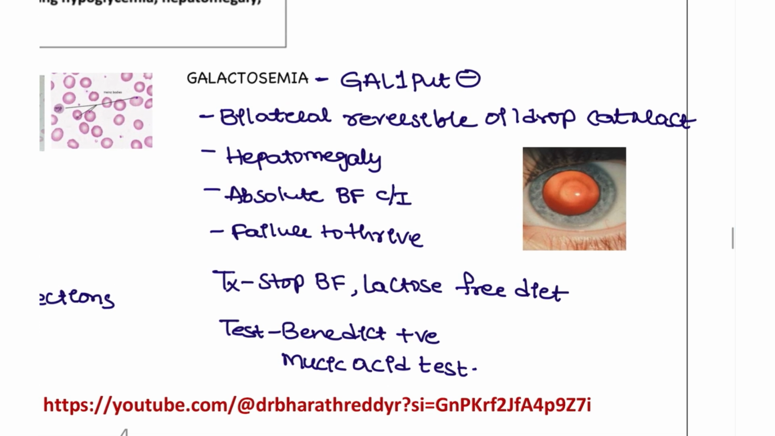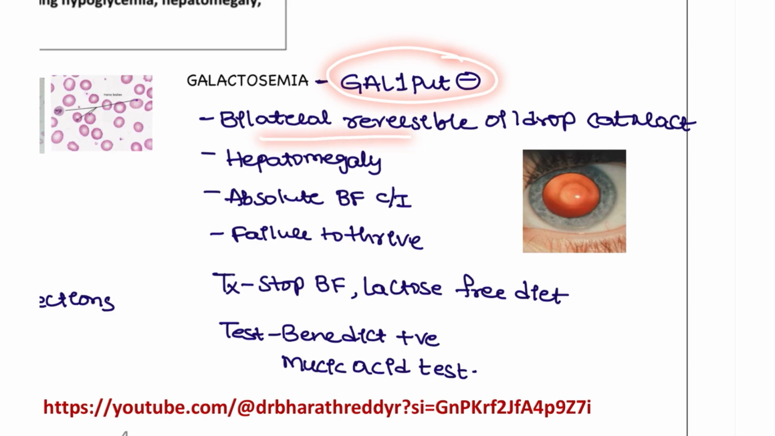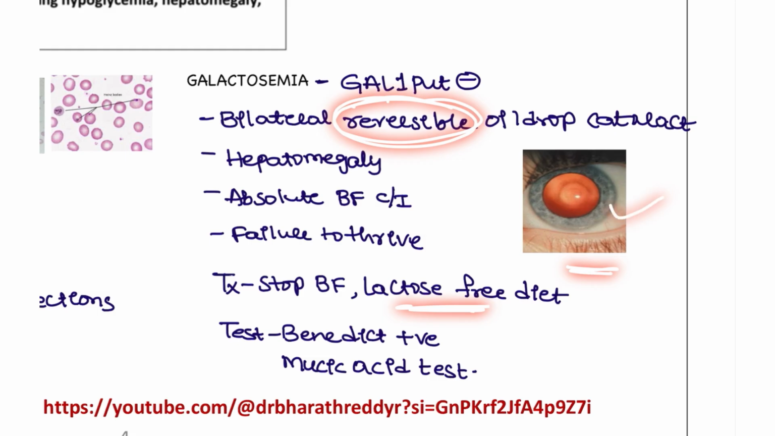Next, galactosemia, Galt gene deficiency, bilateral reversible oil drop cataract. This is the cataract, and bilateral reversible. I am telling you this is reversible. If the patient is put on a lactose-free diet, this will be gone.